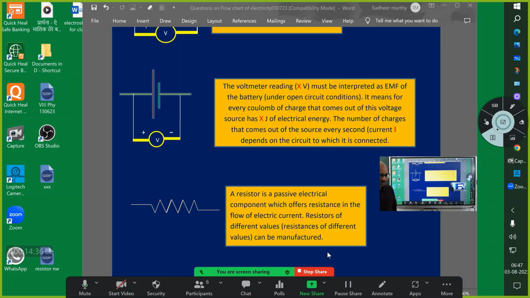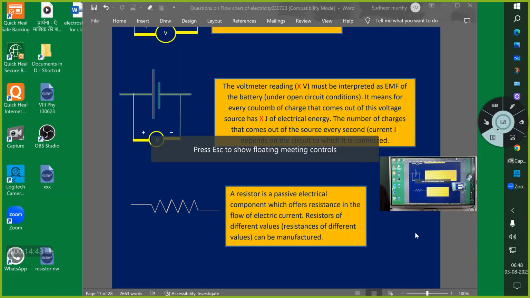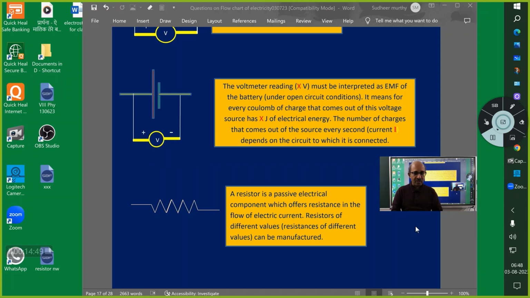Yes, please. Ask. Sir, while consuming energy, does resistance create heat? Yes. I will tell you. I have a slide. I will explain. Hold on. First, at this moment, it will consume energy. What happens to that energy? I will explain. Don't worry. If a resistance consumes energy, it will get converted to heat energy.